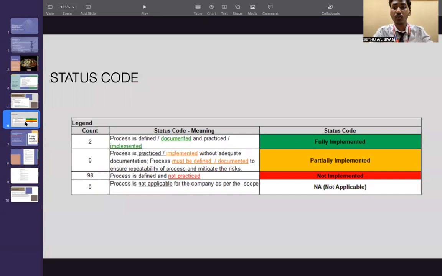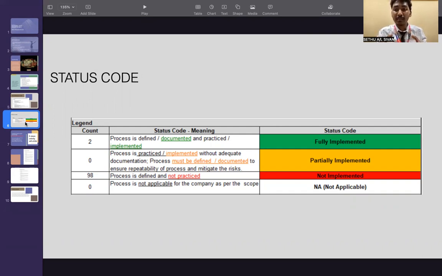Next we're going to look at the status codes. We have 4 kinds of status code: fully implemented, partially implemented, not implemented, and not applicable. Fully implemented means the process is defined, documented, and practiced in the particular business or organization.